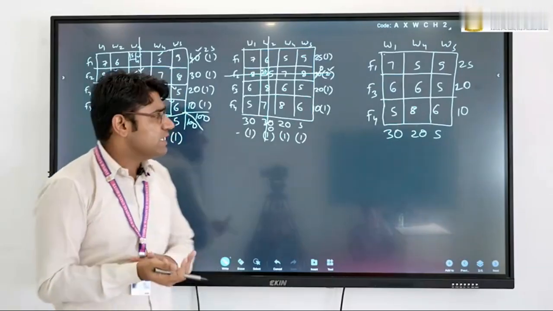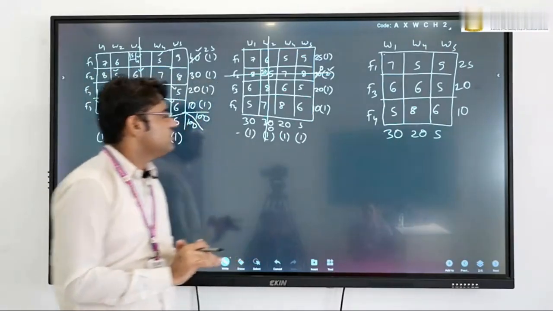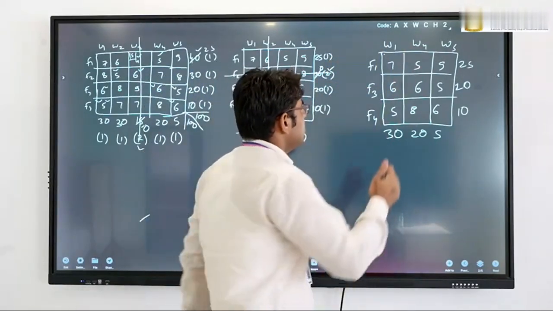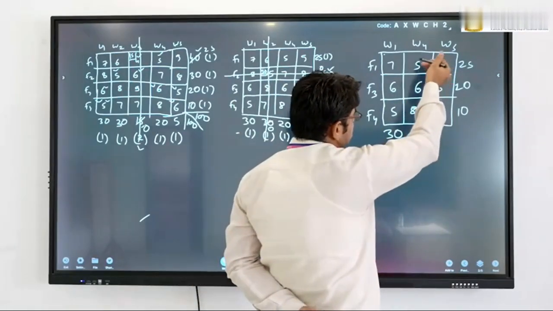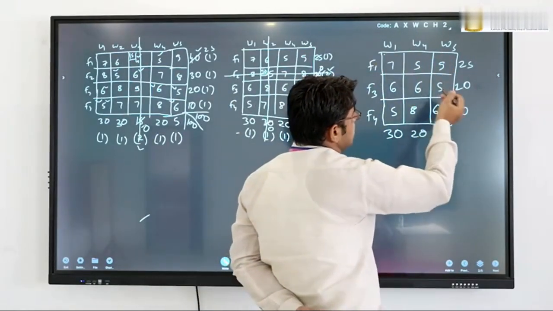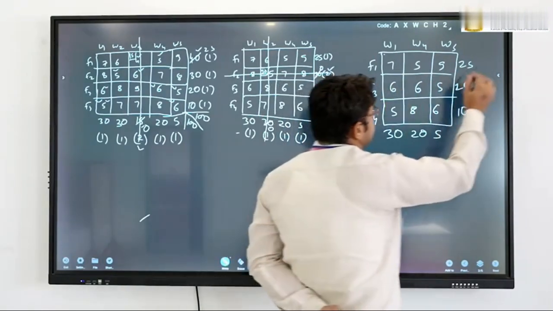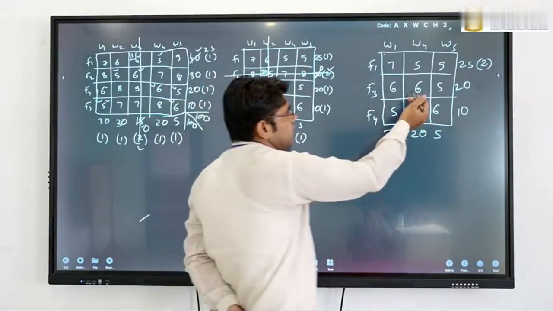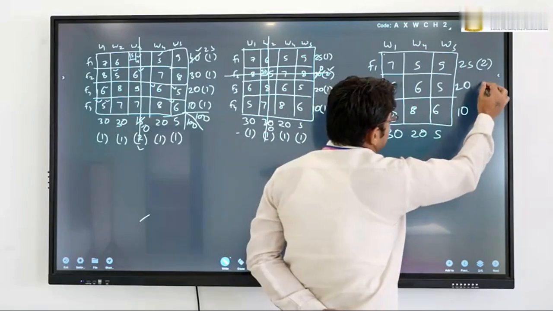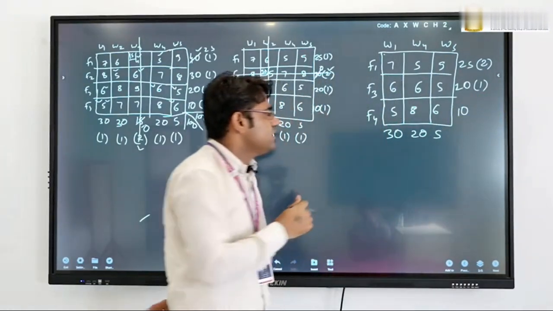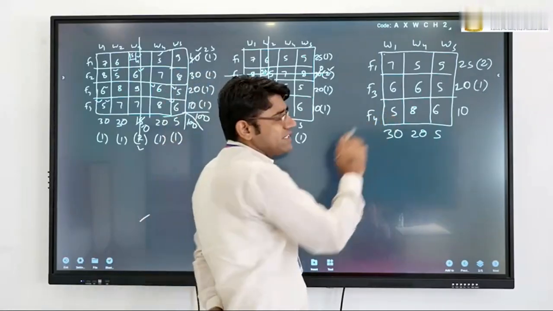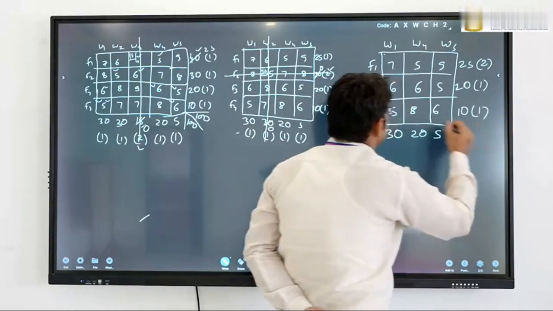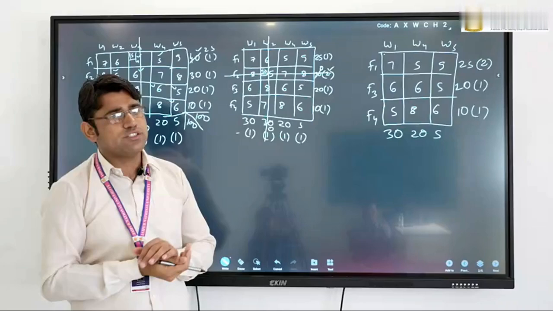Now we find the penalties. Here in the first row, the smallest cost cell is 5 and the second smallest is 7, so the difference of 5 and 7 is 2. In the second row, smallest is 5, second smallest is 6, so the difference is 1. In the third row, smallest is 5 and second smallest is 6, so the difference is 1. And similarly, we find the penalties of the columns.